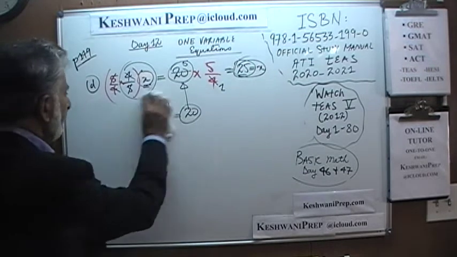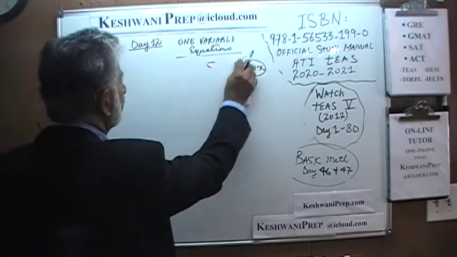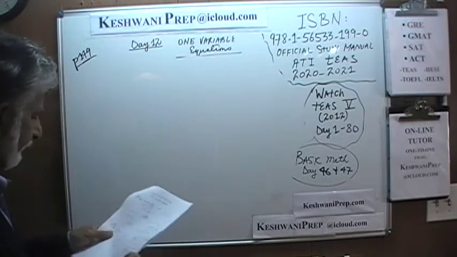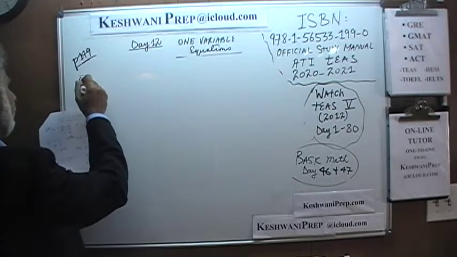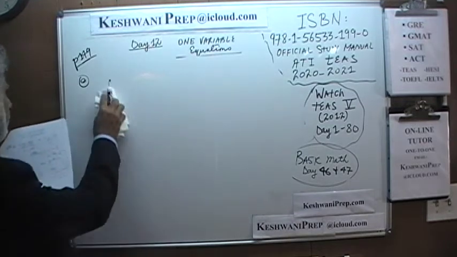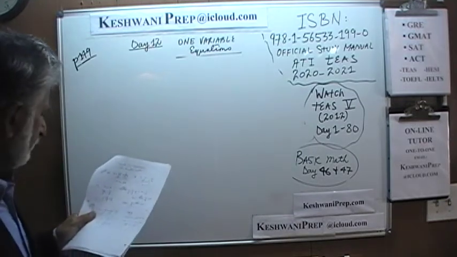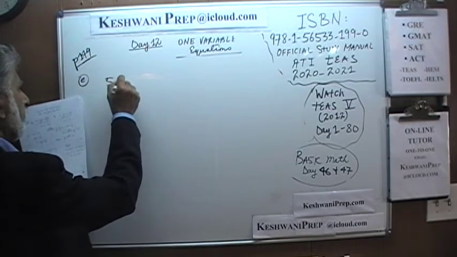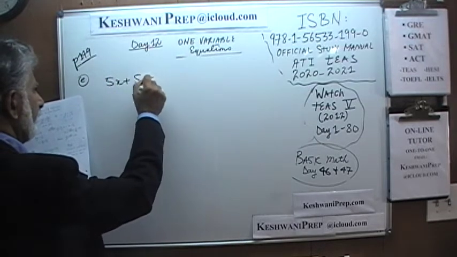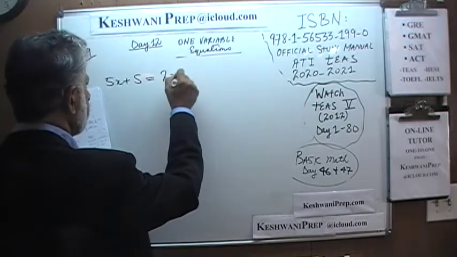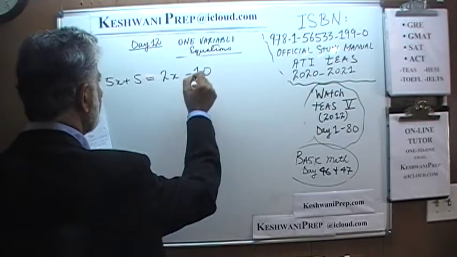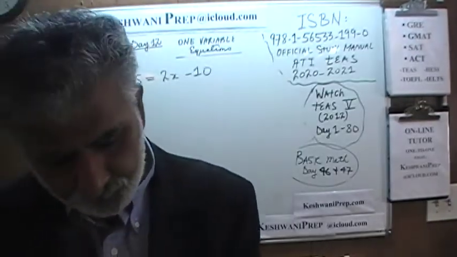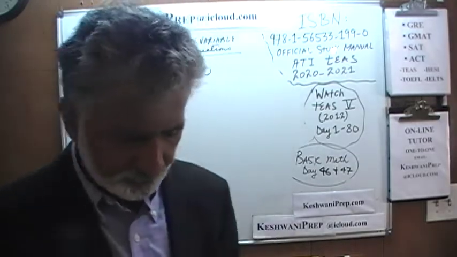Let's do part E, the last one. Part E says, 5x plus 5 is equal to 2x minus 10. 5x plus 5 is equal to 2x minus 10. Let's see what we can do here.